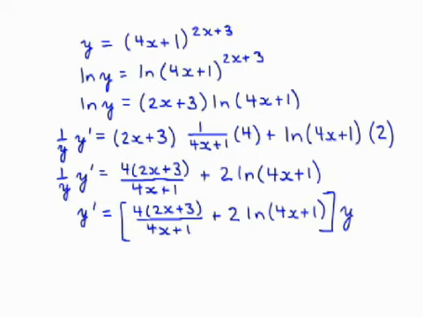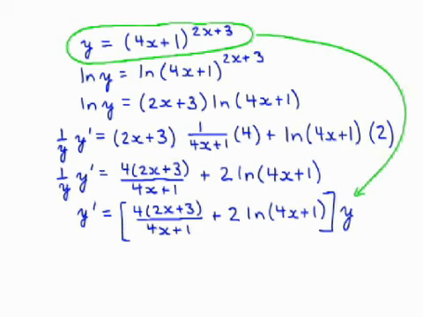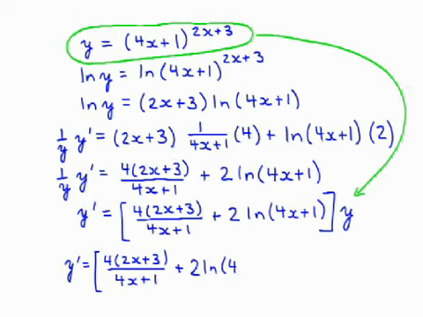If you remember, y from our very first step, or the function that was provided, is equal to (4x plus 1) raised to the 2x plus 3. So now I can substitute this back in, and I can get my final derivative, y prime, expressed solely in terms of x. So I end up with y prime equaling 4 times (2x plus 3) divided by 4x plus 1. Add to that 2 natural log of 4x plus 1, and that whole thing is multiplied by (4x plus 1) raised to the 2x plus 3.